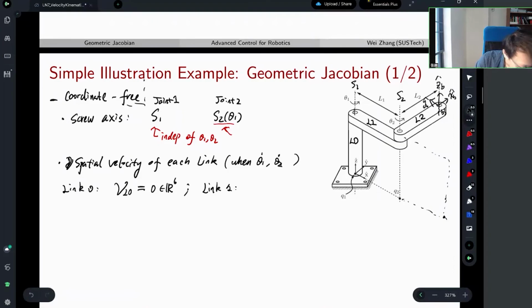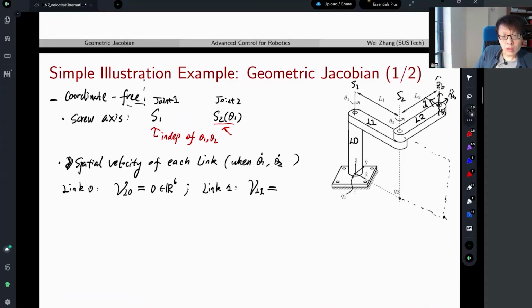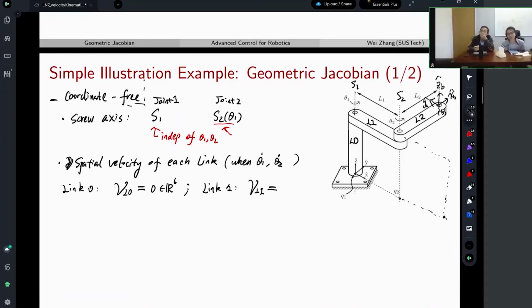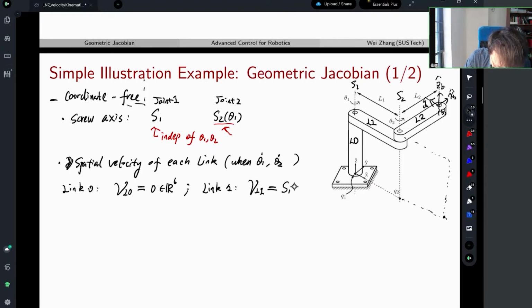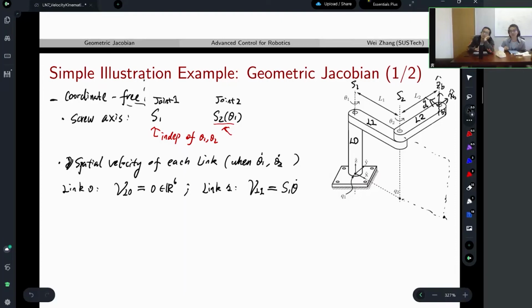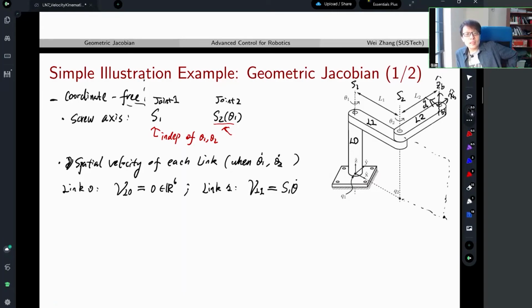I'm going to ask Liuben, what do you think is the velocity of link 1? The link 1's velocity, we can write the twist as... Should I write the numerical? No numerical, coordinate free. It's S1 times theta dot. Okay, that's the definition of the rigid body motion twist, and sorry, screw axis.